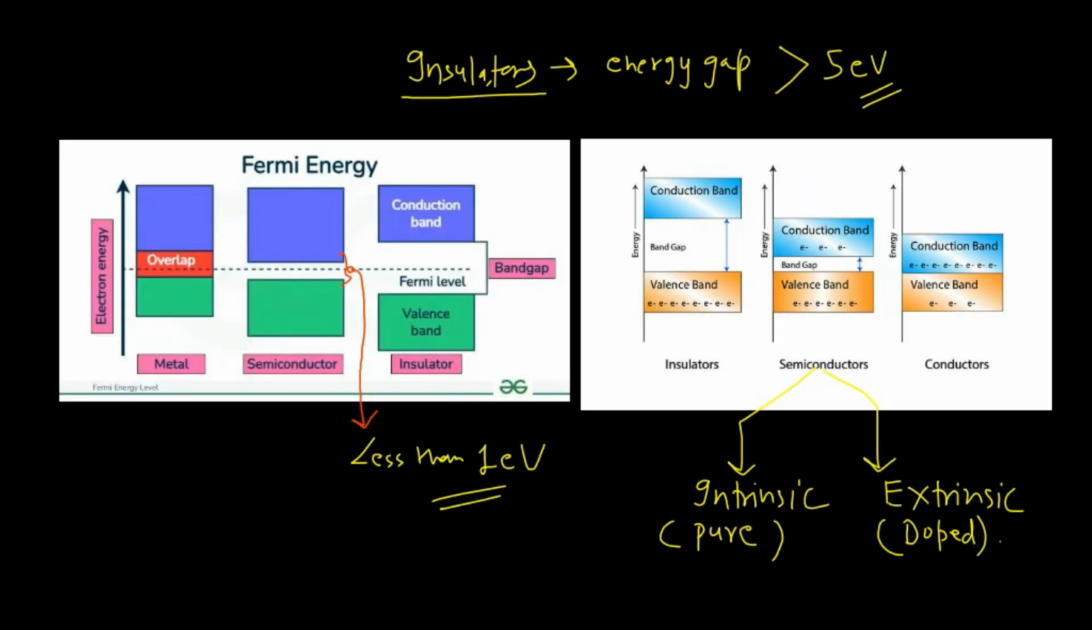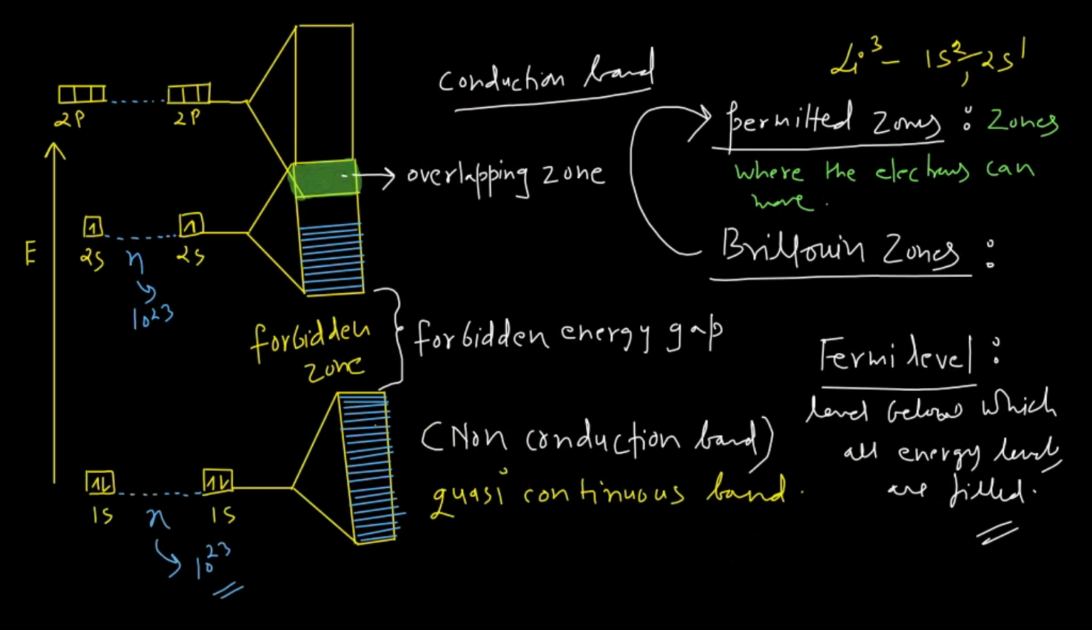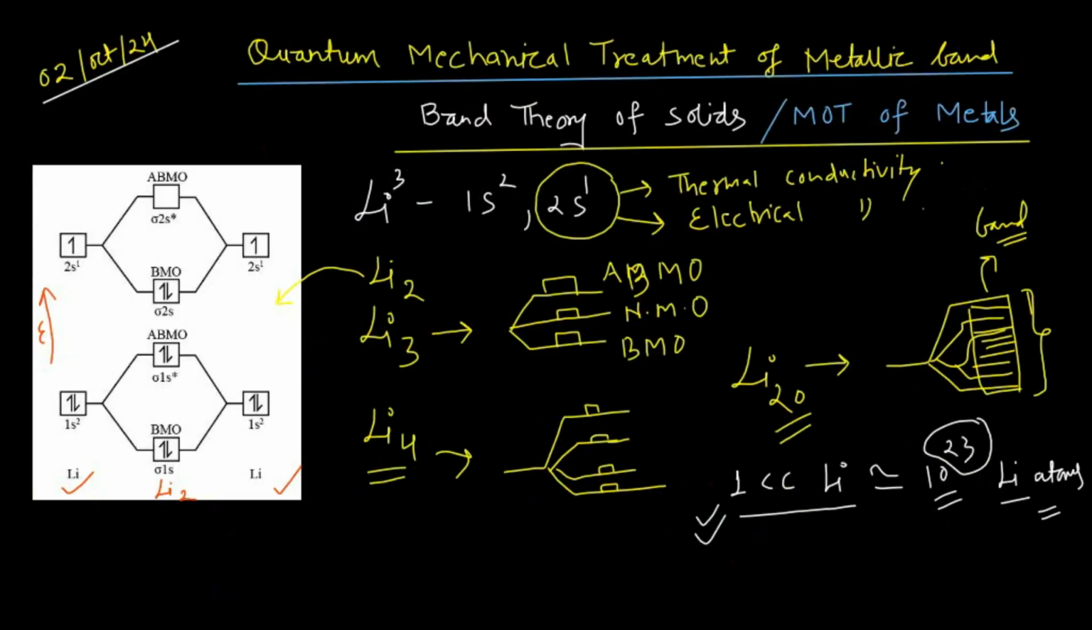So this is how you explain the behaviors of the semiconductors, conductors, and insulators based on the band theory, right? So I hope you understood the thing perfectly. This is the molecular orbital theory of the metals, or the quantum mechanical treatment of the bond, right?